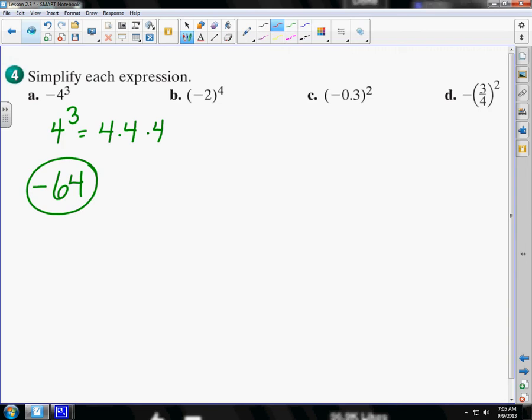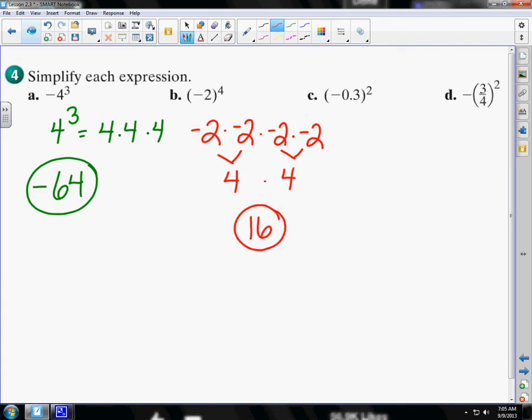Now this one's different. This means negative 2 all together to the 4th power. So it'd be negative 2 times negative 2 times negative 2 times negative 2. Well, this is negative 2 times a negative 2, which is a positive 4, times another positive 4, which is 16.